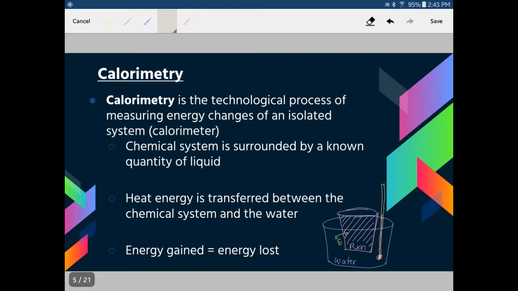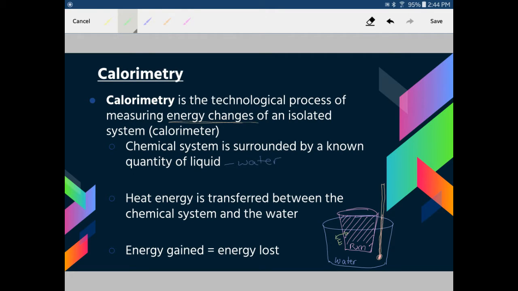Okay, so calorimetry. Now, calorimetry is essentially this first portion of this unit, and it's the process of measuring these energy changes that we have in an isolated system. Now, isolated system, again, is a system that isn't going to exchange much energy or mass with an external environment. So it's sort of a closed system, you could say. Okay, now, a calorimeter is a chemical system, and it's surrounded by a known quantity of liquid. Now, in general, this liquid is going to be water. Now heat energy is transferred between the chemical system and the water.